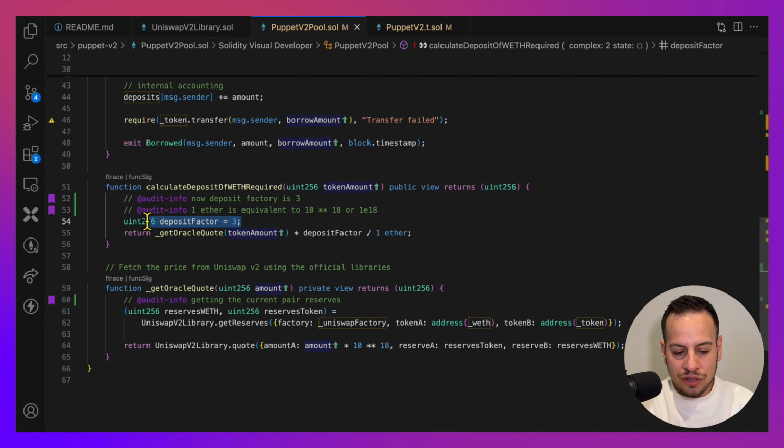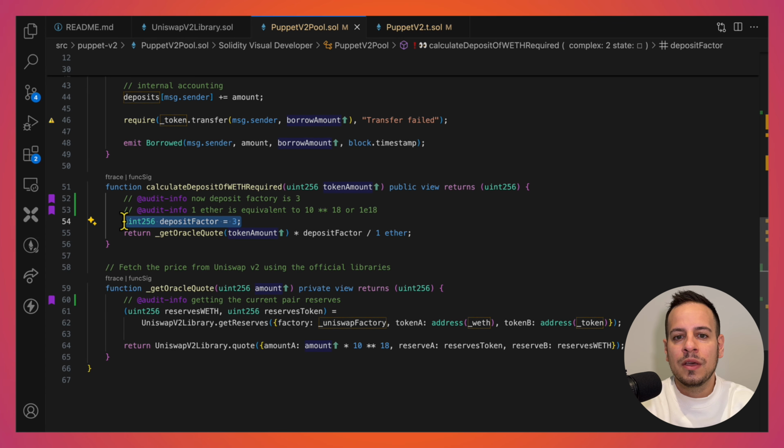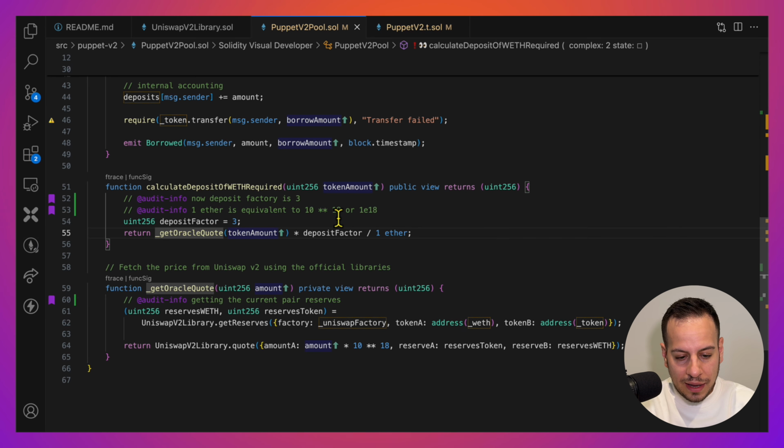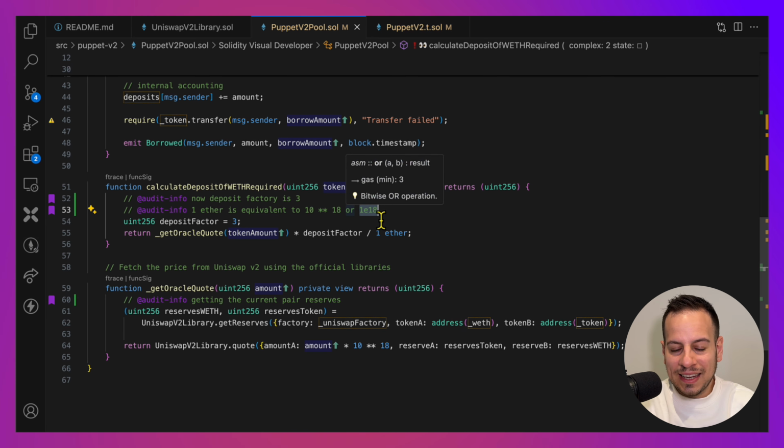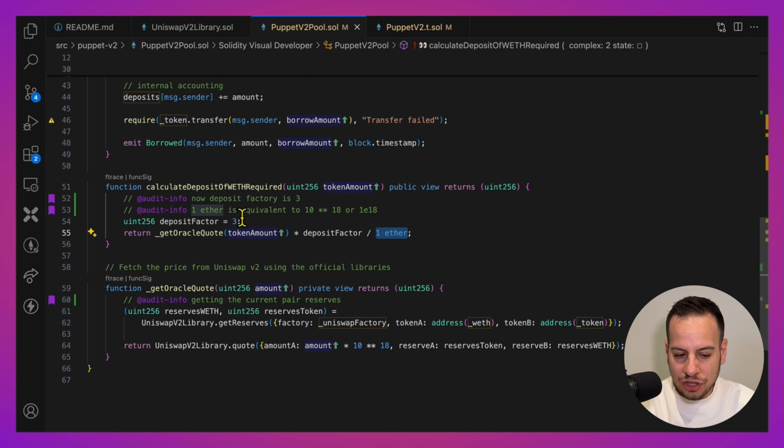In the previous challenge the factor was 2, now it's 3, which means that the collateral ratio is only 33%. So for every $1 of ETH you deposit, you can borrow only 0.33 cents of DVD tokens. And instead of writing 1E18 like the previous challenge, they wrote 1 ether, which is essentially the same. So every time you see 1 ether, 10 to the power of 18, or 1E18, it's all the same thing.